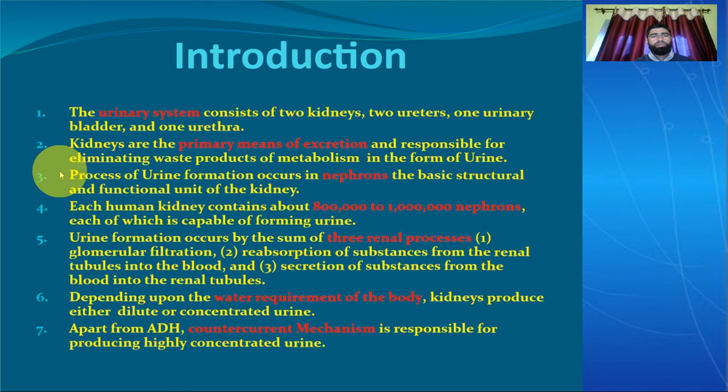Point number 3, the process of urine formation occurs in nephrons. Nephron is the basic structural and functional unit of kidney. Point number 4, each human kidney contains more than lakh nephrons, each of which is capable of forming urine. There are 3 general processes responsible for the formation of urine, that is filtration, reabsorption and secretion. Depending upon the water requirement of the body, the kidney produces either dilute urine or concentrated urine.